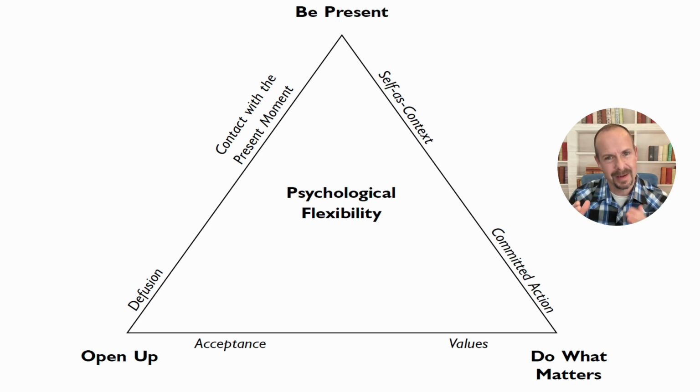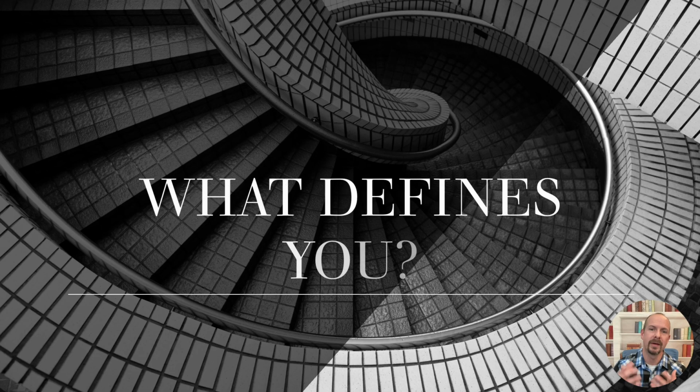This is the ACT triangle that has the same core concepts as the ACT Hexaflex, just in a different form. Once again, all in the service of what's in the middle, which is psychological flexibility. Practicing each of these concepts of being present, opening up, and then doing what matters, even in difficult, challenging, and uncomfortable times. If I were to ask you the question, what defines you, how might you answer that question?